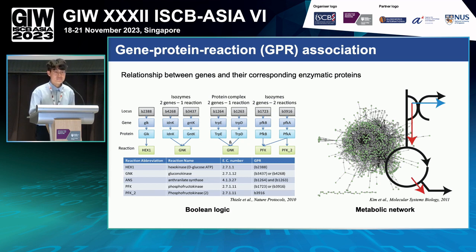some reactions can be catalyzed by multiple genes, where all of the genes are necessary for catalyzing the reaction, or some of them are just enough, and some of them can substitute the others. And this relationship is often represented by a logical expression using the AND or OR logic gate.